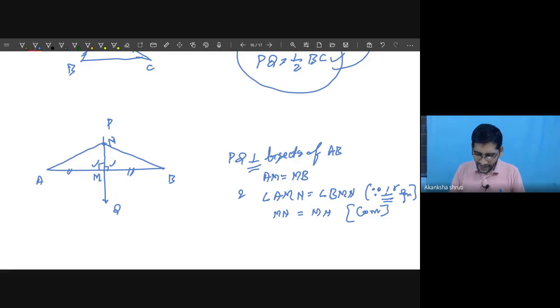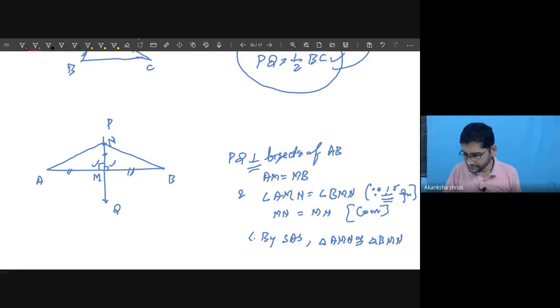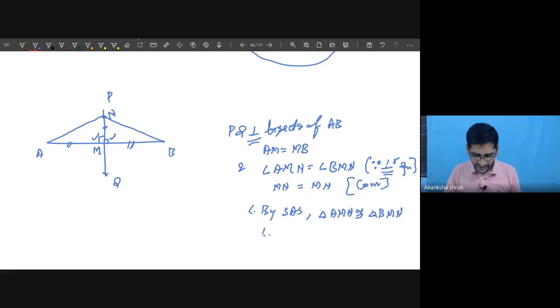Therefore, by SAS, can we write it? Congruent. Therefore, by SAS, the triangle AMN is congruent to triangle BMN. Therefore, this AN is equal to NB. Why? CPCT. Very good. It is called CPCT.